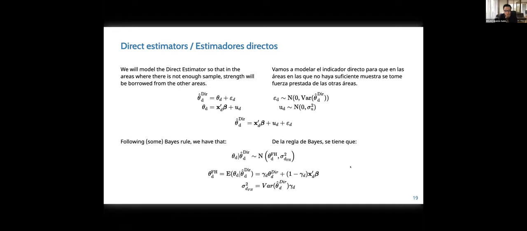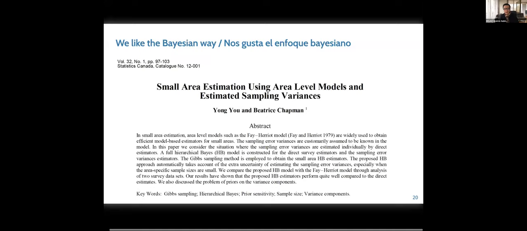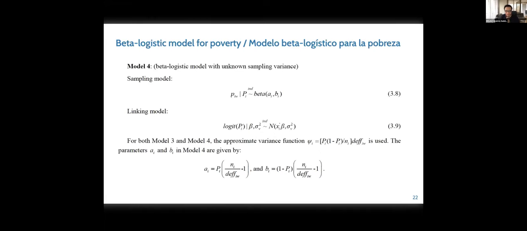We really like the Bayesian approach, because we can perform frequentist or traditional Fay-Herriot estimation, but we were exploring the Bayesian way recently and we really like it. So here we have some papers that have helped us achieve the Bayesian Fay-Herriot. This one is from Yu and Chapman. And here we have this paper of Liu, Professor Parta, and Graham Calton. Specifically, we like the Ford model approach in that paper, called the beta logistic model, that we apply for poverty estimation.